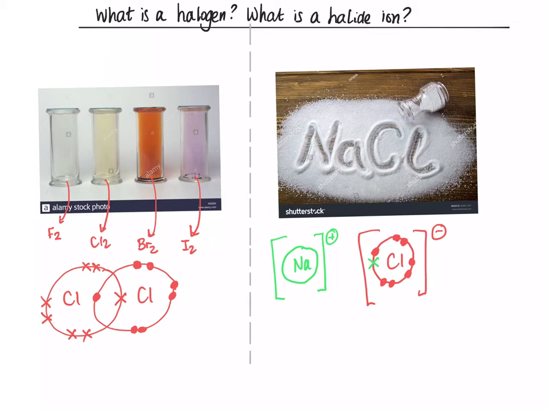Halide ions can only exist in a compound. So halogens exist as elements, these type of things, in gas jars, you can buy them. But halide ions can only exist in a compound. So you can't have chloride ions in a bottle, but you can have sodium chloride. You can't have iodide ions in a bottle, but you can have sodium iodide.